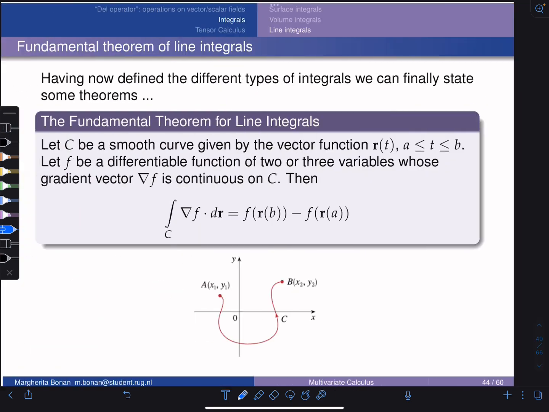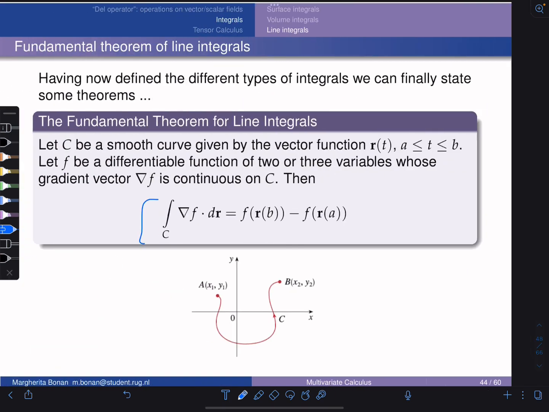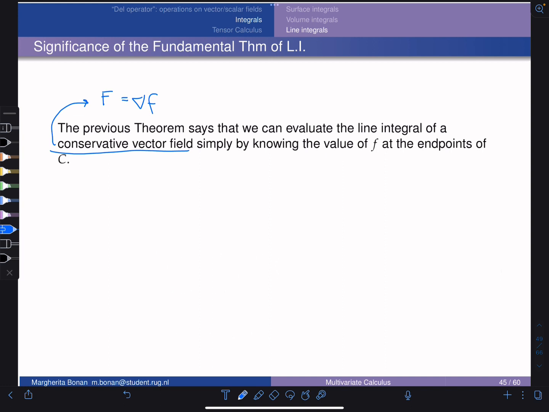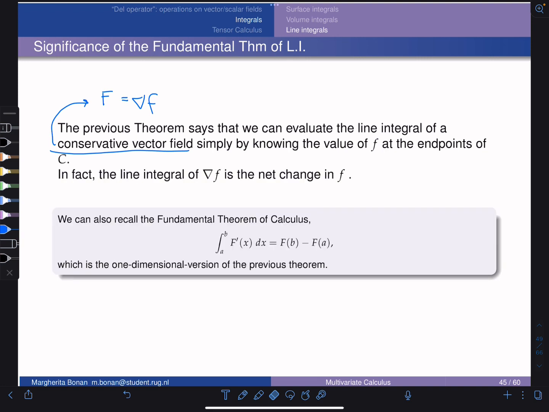This theorem we saw before can look familiar in the way that we already saw a similar version in single variable calculus. If we recall the fundamental theorem of calculus, where we have the integral from a to b of the derivative of f dx being equal to f evaluated at b minus f evaluated at a, we said this is the one-dimensional version of the previous theorem.